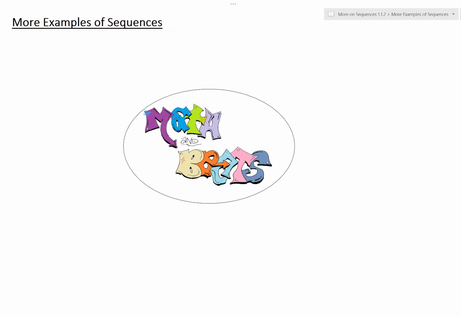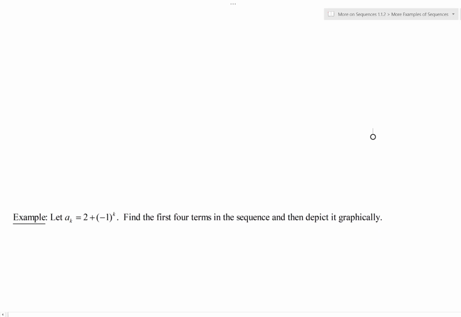We're going to follow up our last video by looking at a few more examples of sequences. Let's take a look at these examples. All right, first example. Consider a sub k, which is 2 plus the quantity -1 to the kth power. Let's find the first 4 terms in the sequence for a sub k and then show it graphically.